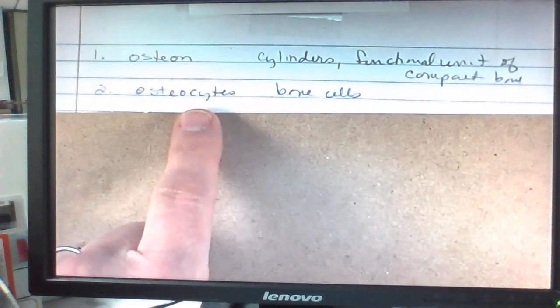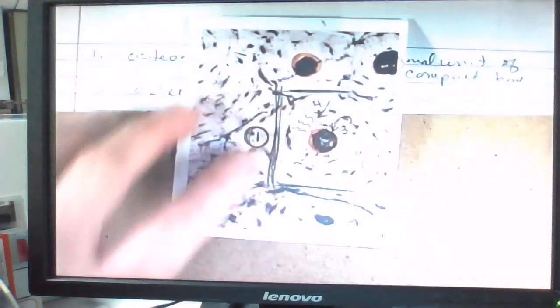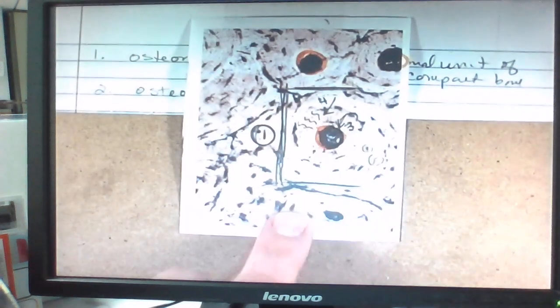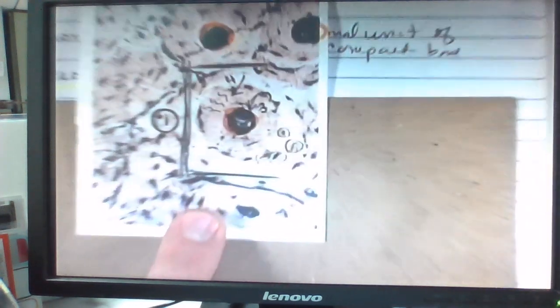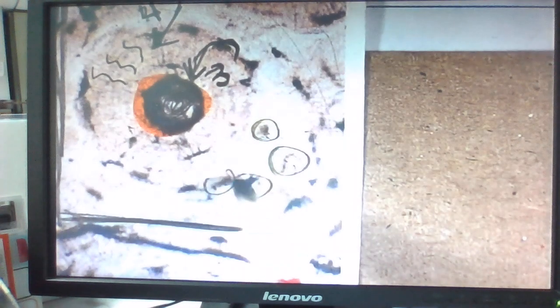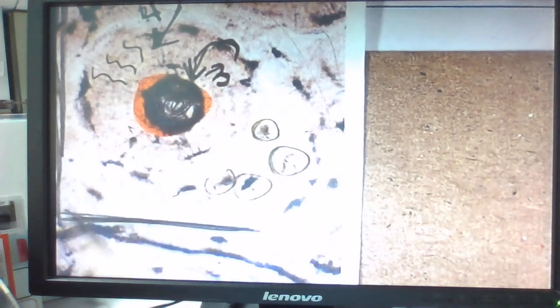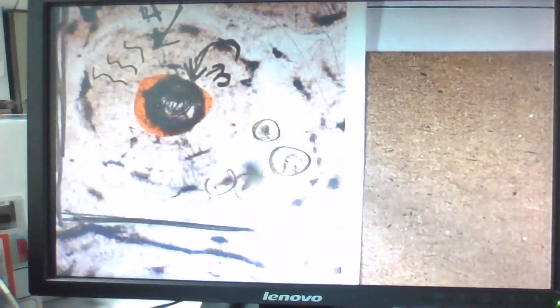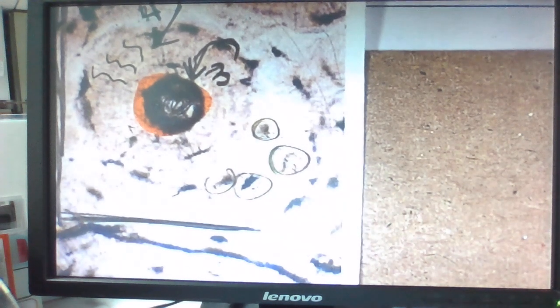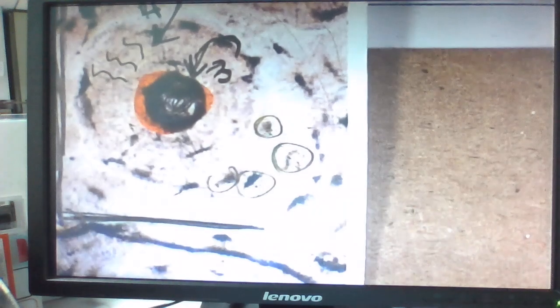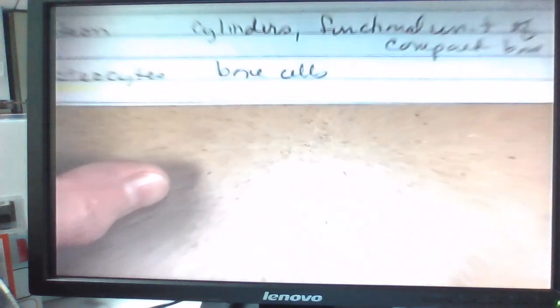So I highlighted that yellow so that I can come back to my diagram and see that these are my little osteocytes. These little freckle-looking things, those are osteocytes, so I've highlighted a few of them yellow, so I know that's what it corresponds to on my notes. So osteocytes are bone cells.